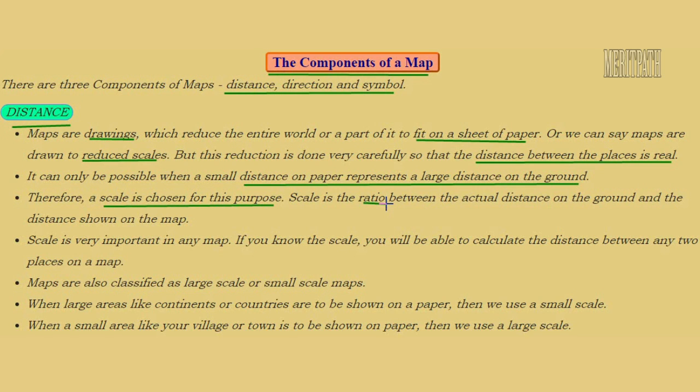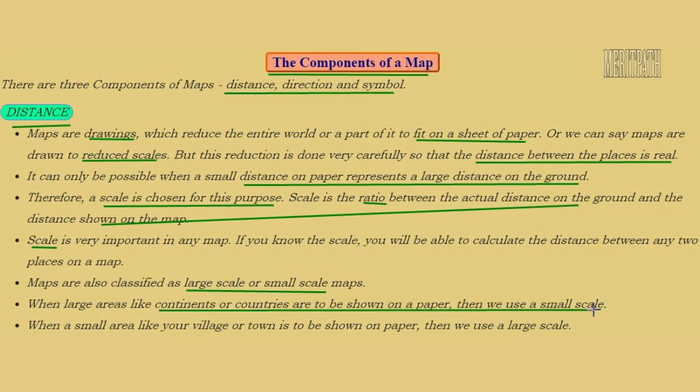So what does this scale mean? This scale is nothing but the ratio between the actual distance on the ground and the distance shown on the map. So scale is very important in any map. If you know the scale, that is the ratio between the distance on the ground and the distance on the map, then we can easily calculate the distance between any two places. Maps are always classified into two types, that is large scale maps and small scale maps.